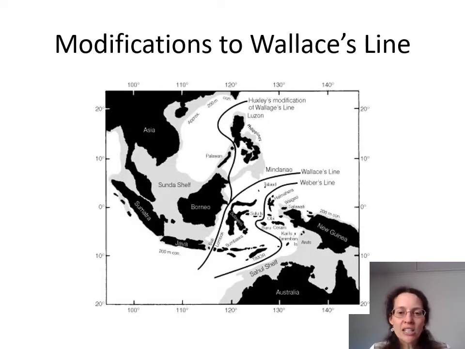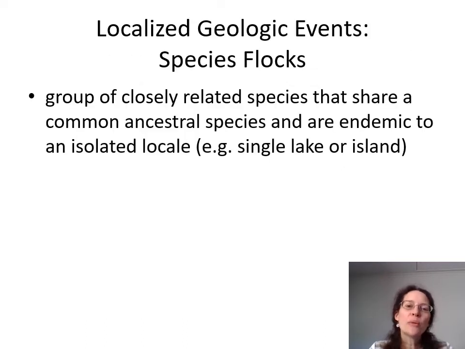There's been some modifications. So this one here is Wallace's line. Weber came and said he thought this made a better line. Huxley liked this line better. But basically it's the same idea that in this area there's this distinct line that limits the distribution, and we see kind of western species and eastern species, but we don't see that intermixing of them. Some kind of barrier there that stopped the flow. And we do have some localized geologic events that happen.